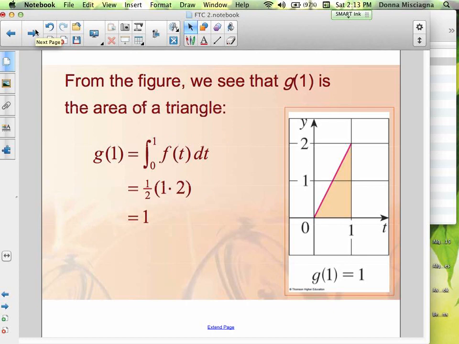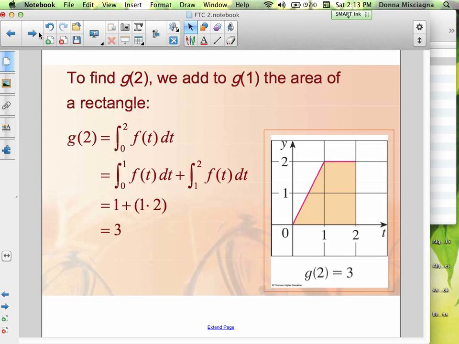And this is just a little piece. That's the same function there. It's just a little piece of that function. And if we look at a little piece of that function, we have a triangle. So g of 1 is the area under the curve from 0 to 1. We have a triangle. The base there is 1. The height is 2. So half times 1 times 2 is 1. So that means g of 1 is 1.